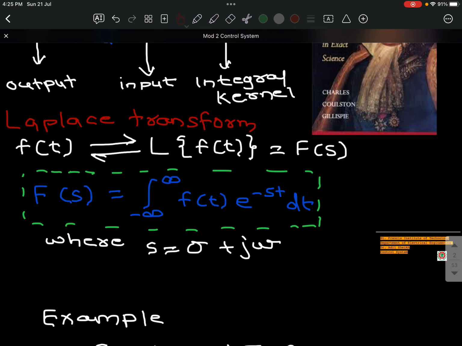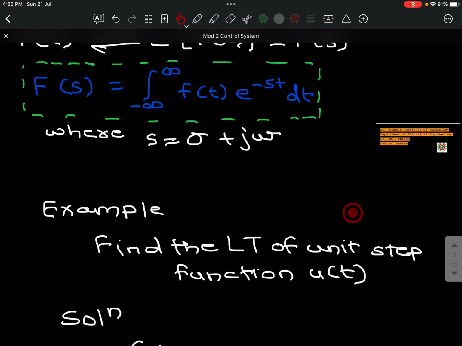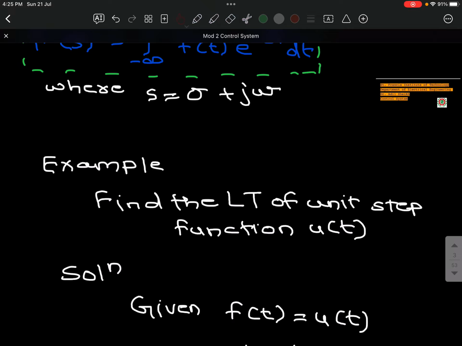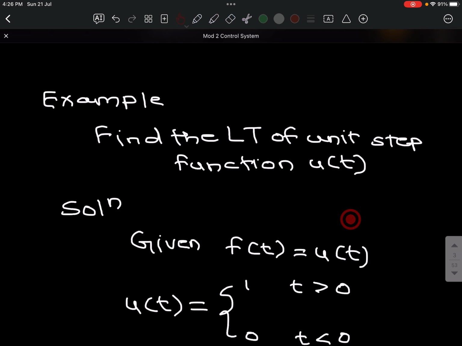Okay, now let's take one example. We will find one Laplace transform. So what is the condition given? Find the Laplace transform of a unit step function. Now what do you mean by unit step function? Given is f of t is equal to u of t. Now what we have to find is the Laplace transform of a unit step function.